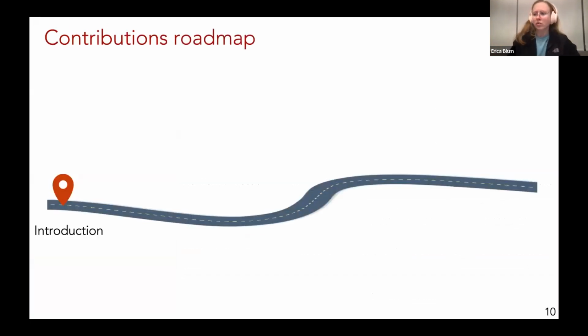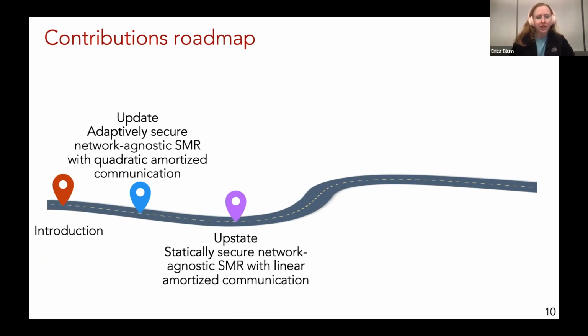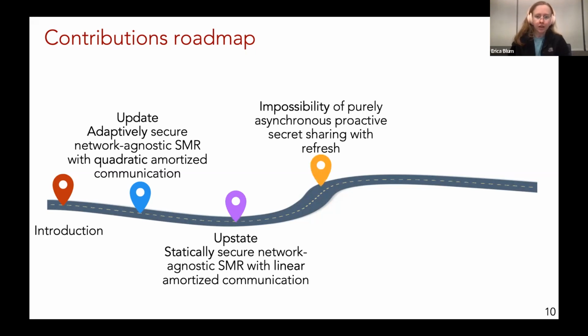So let me quickly walk us through the roadmap of the rest of the talk. We're going to look at our adaptively secure protocol, Update, which has the quadratic amortized communication. We'll follow that with a quick look at Upstate, which is our statically secure SMR protocol with linear amortized communication.